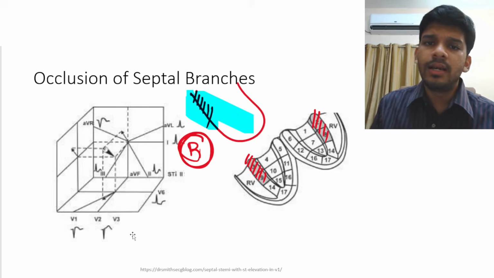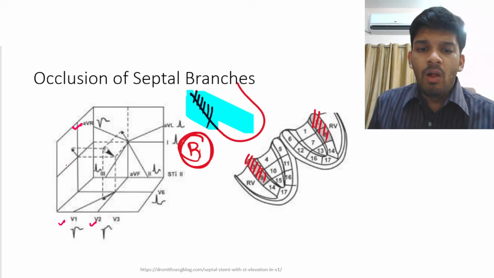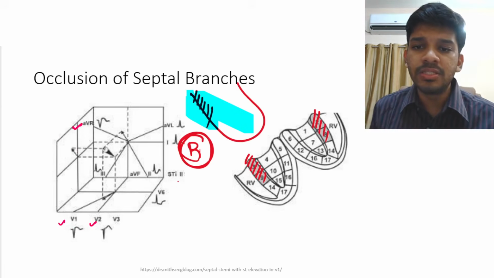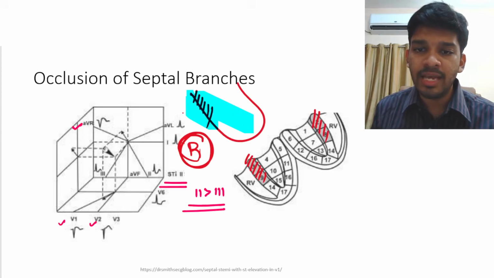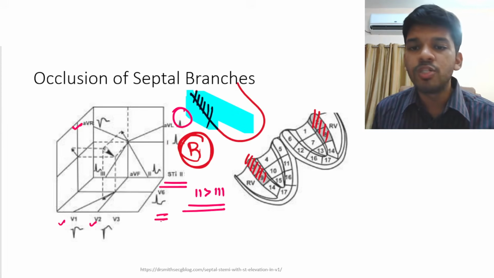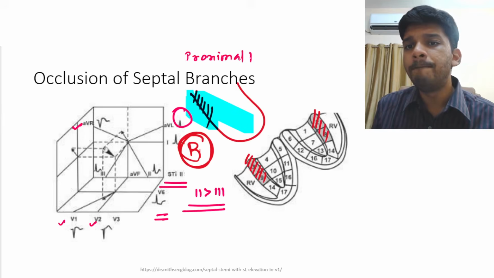So what do you get? Classically, you get ST segment elevations in V1, V2 and AVR because these are the right facing leads. Along with that, you get ST depressions that are present more predominantly in lead 2. So 2 more than 3. And remember here, you do not get any ST elevation in case of AVL. Even V6 might show a small ST depression. So isolated occlusion of the septal branches, because it is proximal to S1.